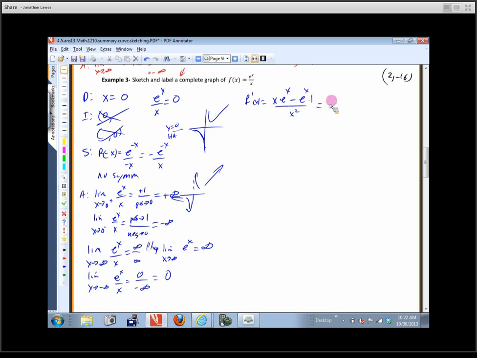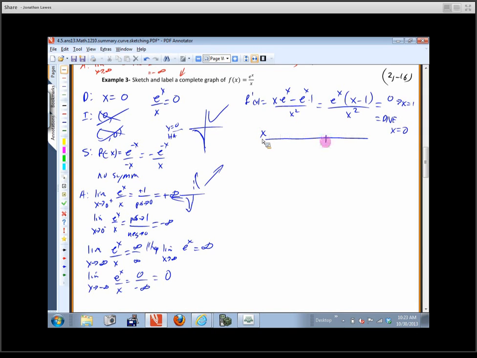So I'm going to write this as e to the x, x minus 1 over x squared. Good there? Okay. Factor it out, because what do I need to know about the first derivative? I need to know where it equals 0, and where it does not exist. Now, where does it not exist? At x equals 0, where that point's not in the domain anyway, so we don't have to worry about that. Where does it equal 0? At x equals 1. Okay, so here's the start of our sign line here.